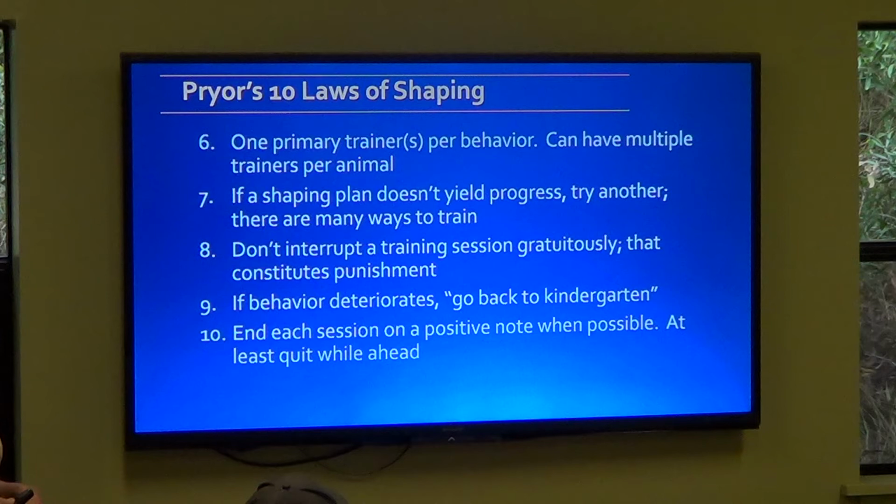And try to end things on a positive note. In the shaping process, if you were hoping to get to step 7 today and the animal just can't quite get there, go back to step 6 and finish on a happy note, rather than saying, oh, I couldn't get to 7, I give up and go home.